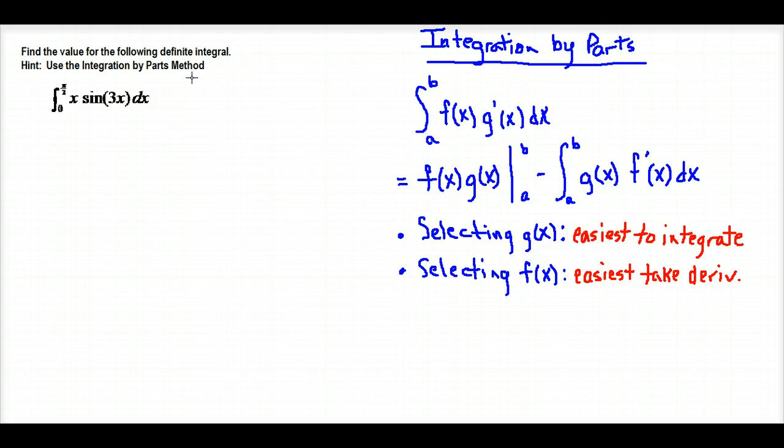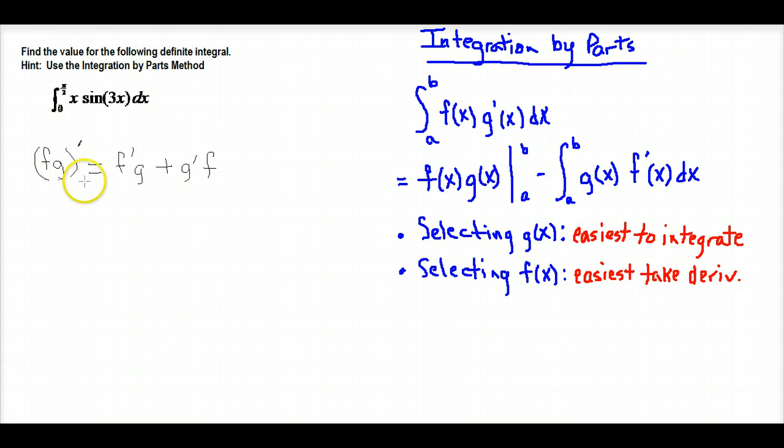So if we take the product rule, we're going to say f times g and take the derivative of that. Then we know the product rule says that we need to do the derivative of the first times the second plus the derivative of the second times the first.